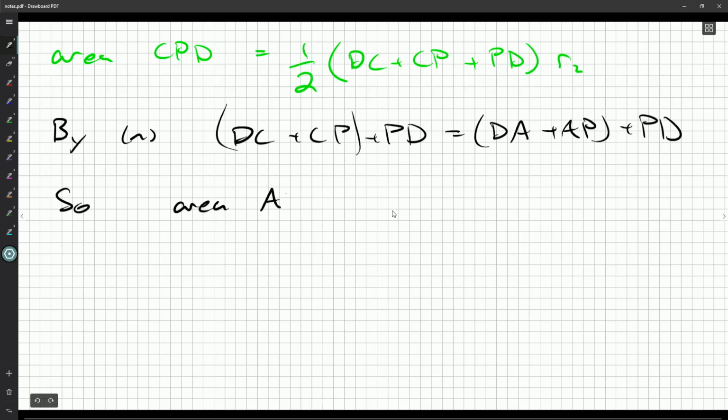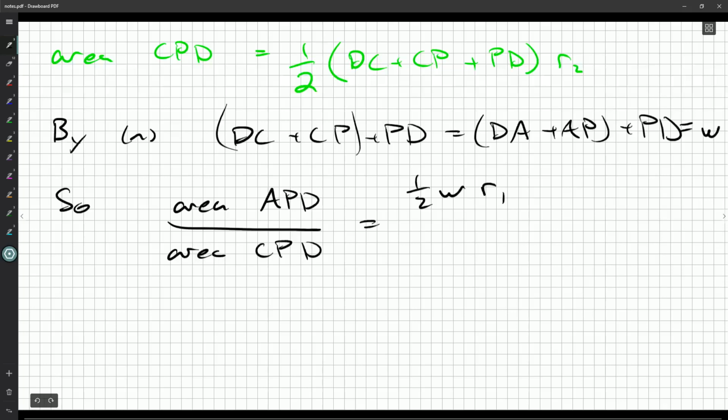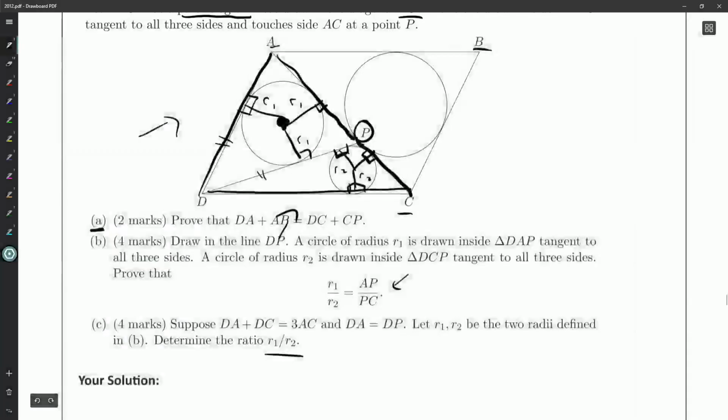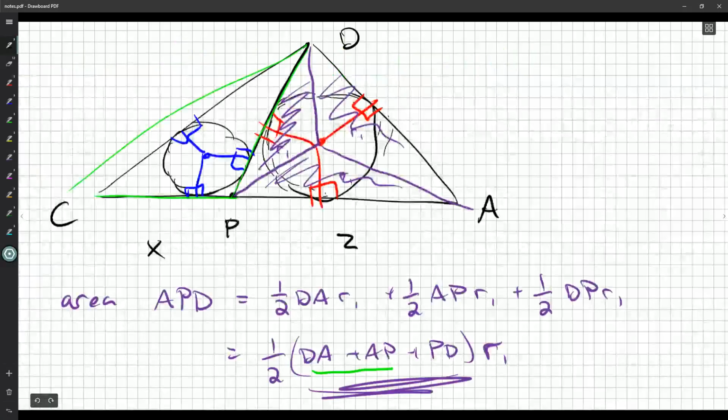So the area of APD over the area of CPD is going to be 1/2. Let's call this amount, I was going to say P for perimeter, but X, Y, and Z are already used, so W, I guess. 1/2 WR1 over 1/2 WR2, which is just R1 over R2. Great. I have the expression that we've got here. But how can I bring in AP and PC? And this is why I rotated the picture.